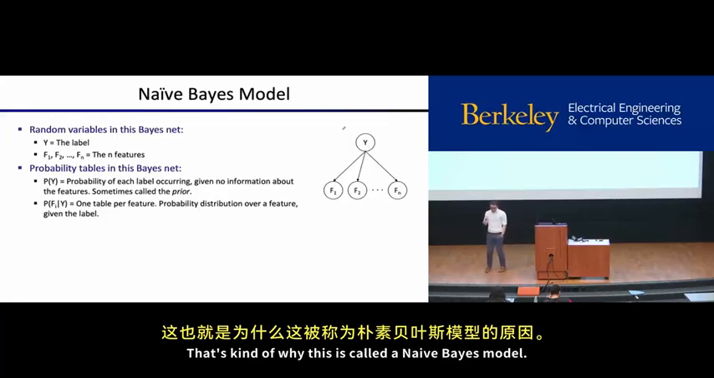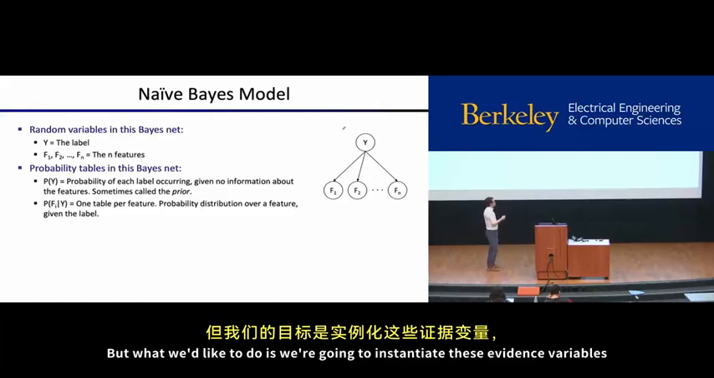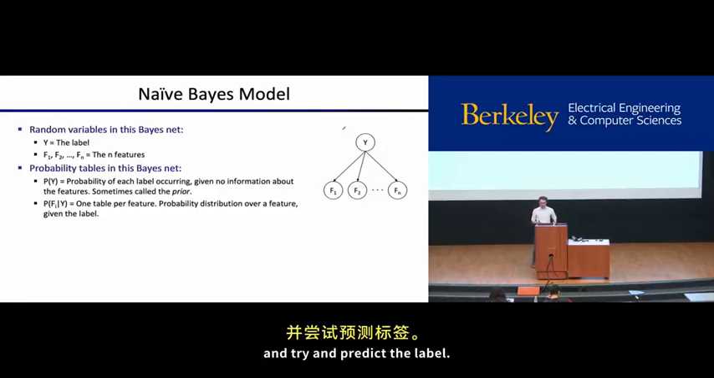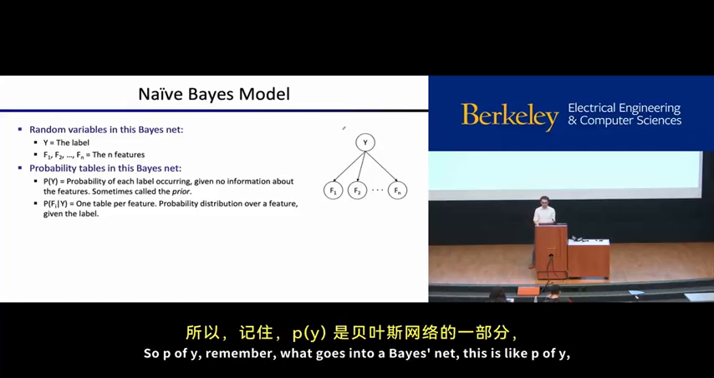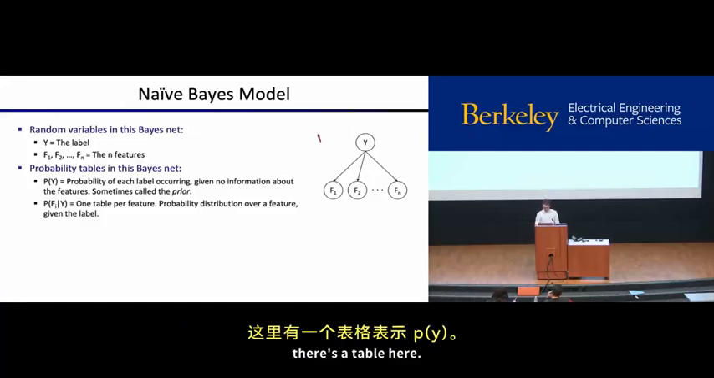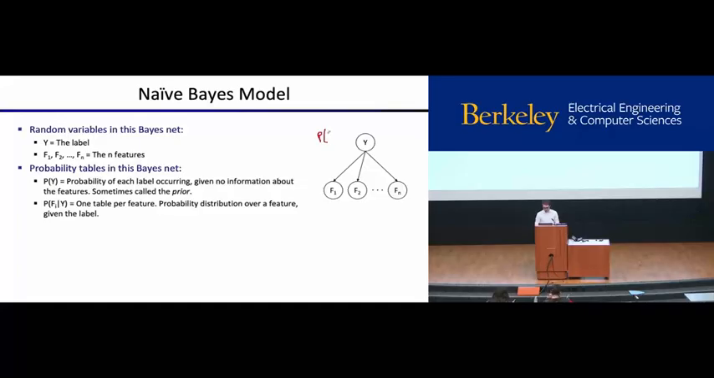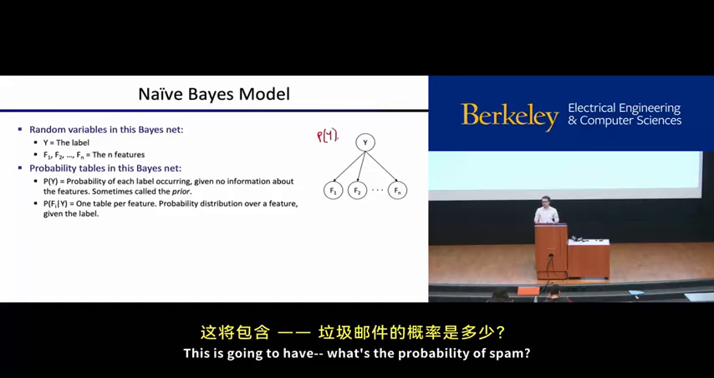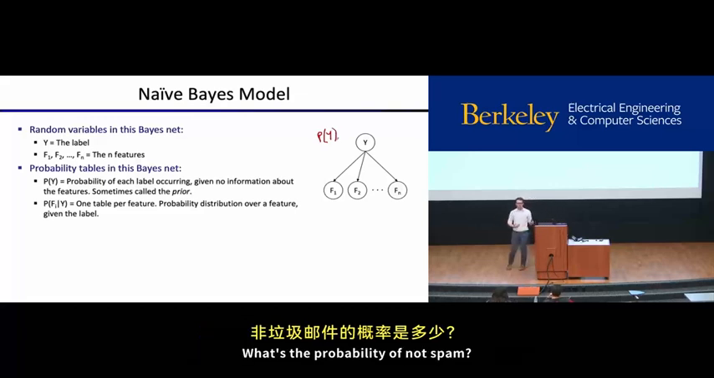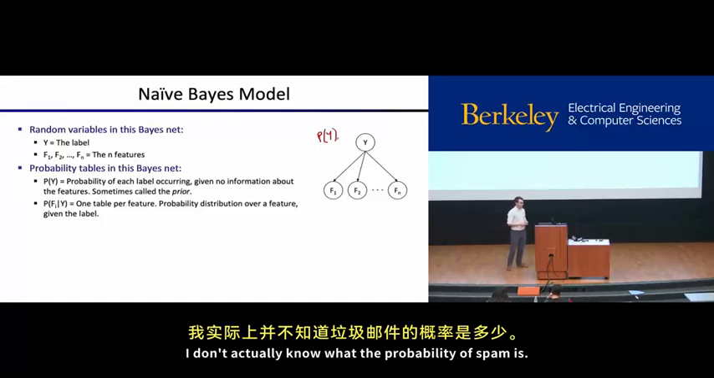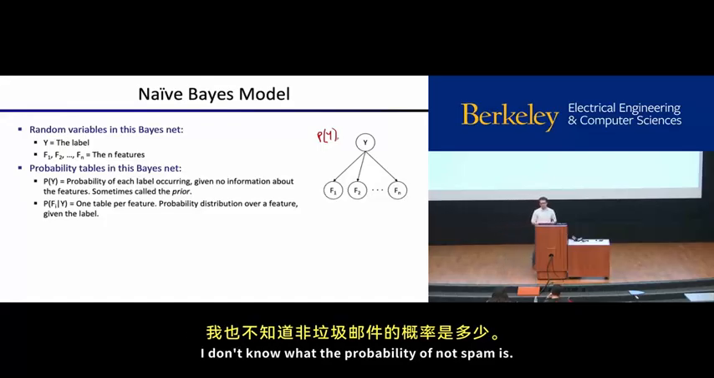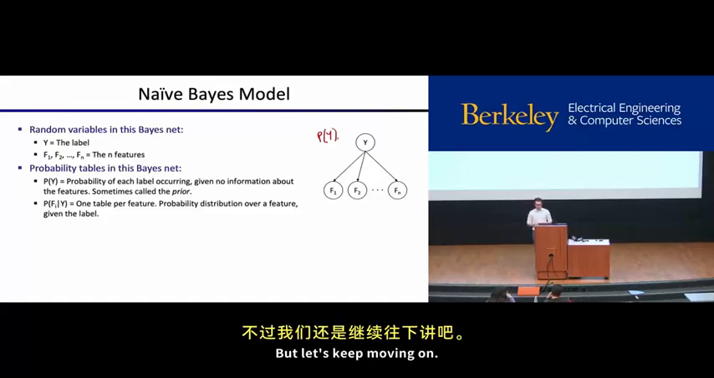But what we'd like to do is instantiate these evidence variables and try to predict the label. So P of y, remember what goes into a Bayes net? This is like P of y. There's a table here. This is going to have, what's the probability of spam? What's the probability of not spam? I don't actually know what the probability of spam is. I don't know what the probability of not spam is. But let's keep moving on.